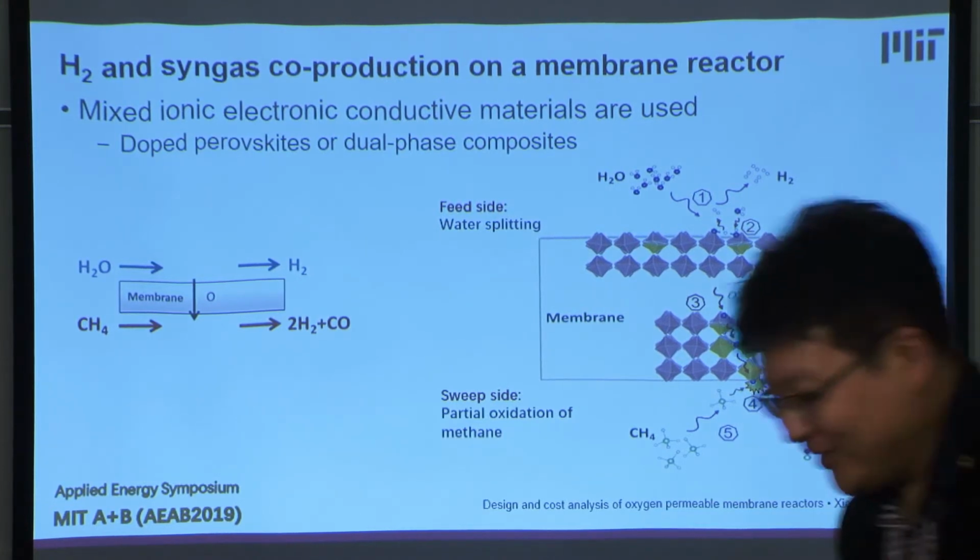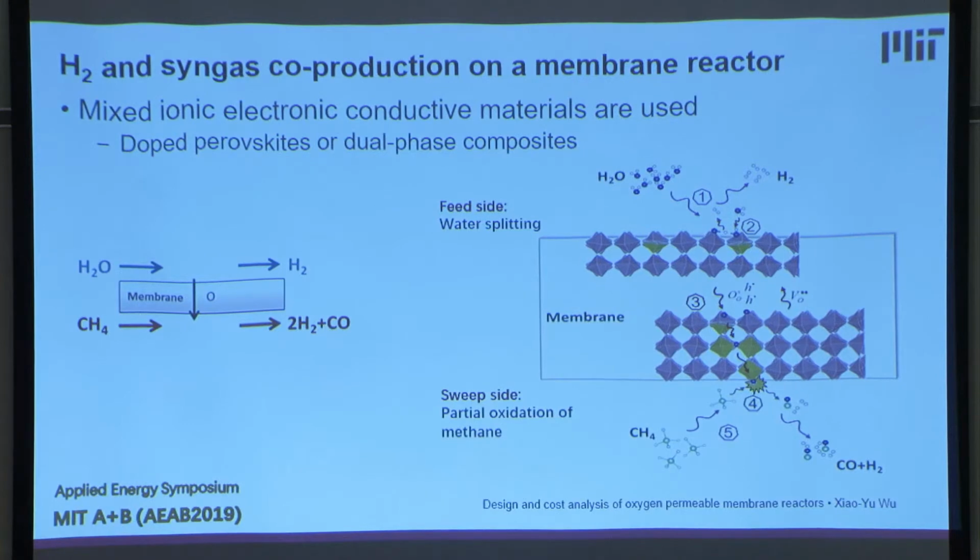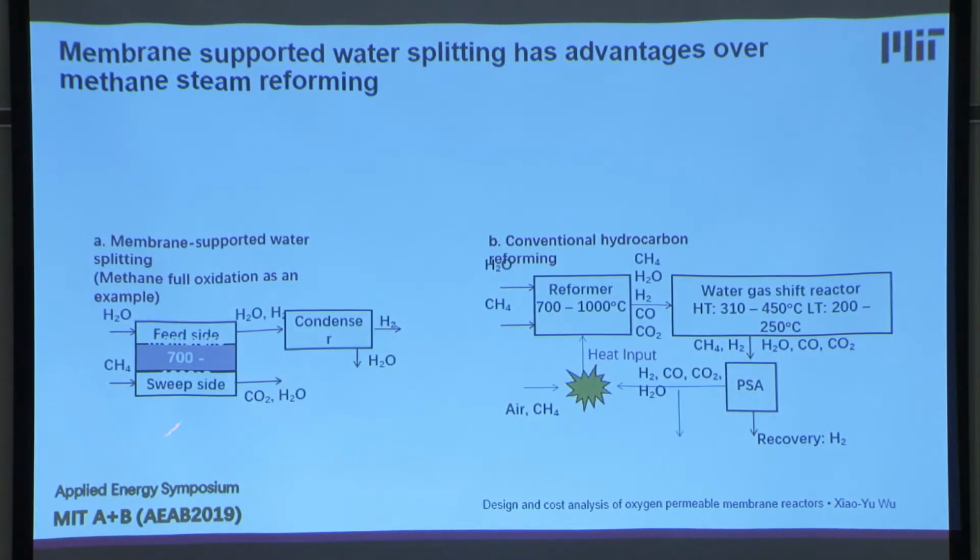Compared with the conventional technology, there are a lot of advantages, which I summarize here. Here again is our process, where we have water producing hydrogen. I use pure hydrogen production as an example. We produce hydrogen from the water, and we consume all the methane basically as an energy source.